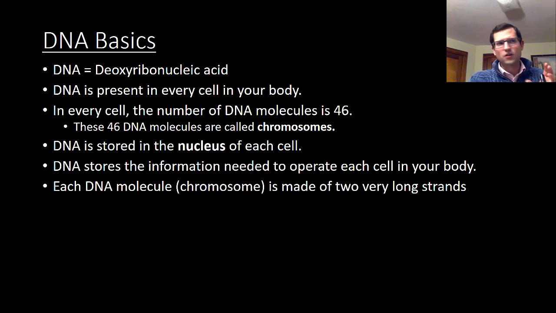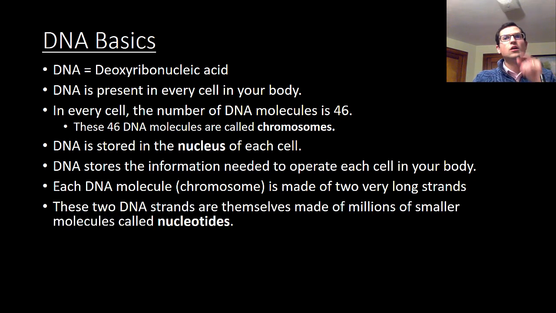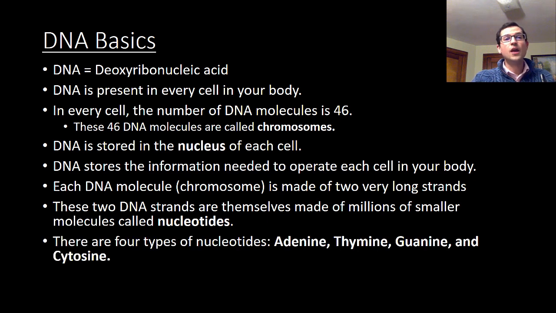Now, a little bit on the structure. Each DNA molecule or chromosome is made of two very, very long strands, which are intertwined in a sort of double helix shape. Those strands are themselves made of smaller subunits which fit together to make the very long strands, and those subunits are called nucleotides. It takes millions of nucleotides to make a single molecule of DNA like you would find in one of your cells. There are 4 types of nucleotides: adenine, thymine, guanine, and cytosine, or if we want to be brief, just A, T, G, and C.